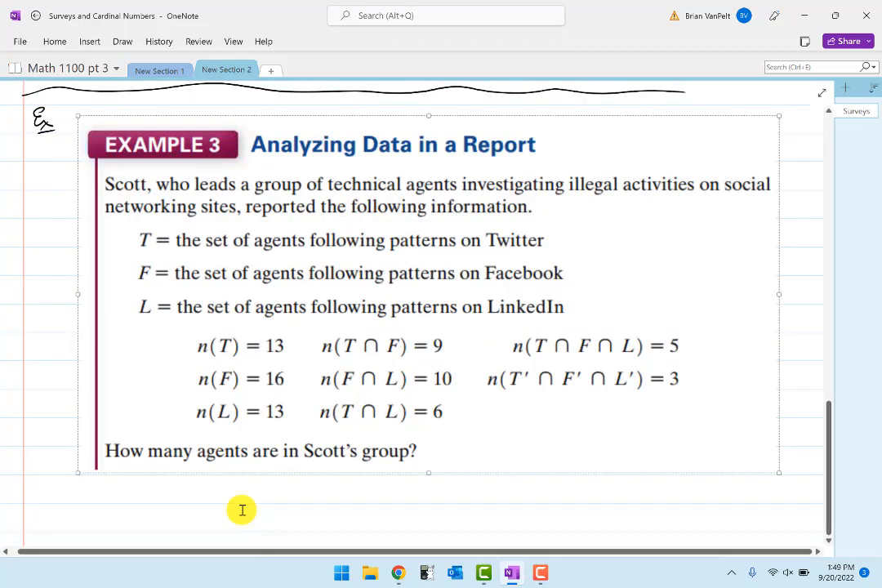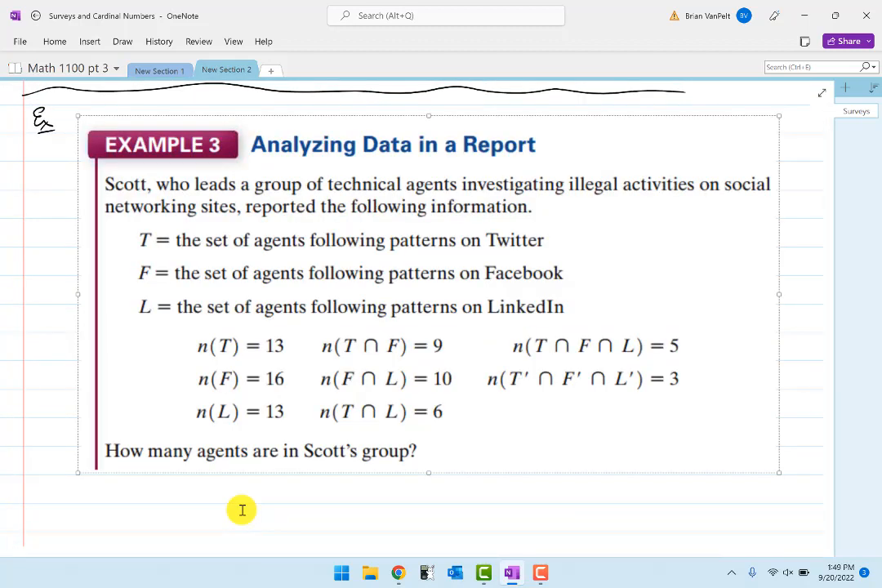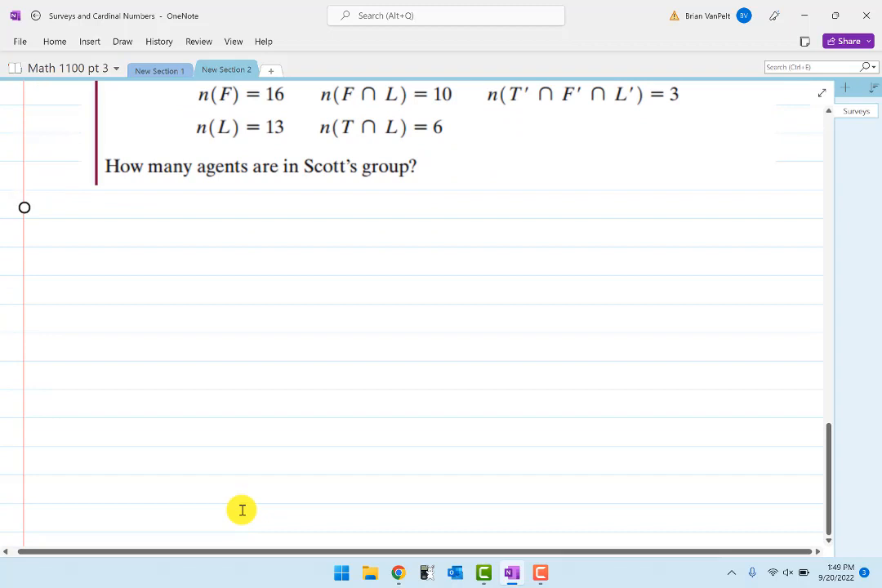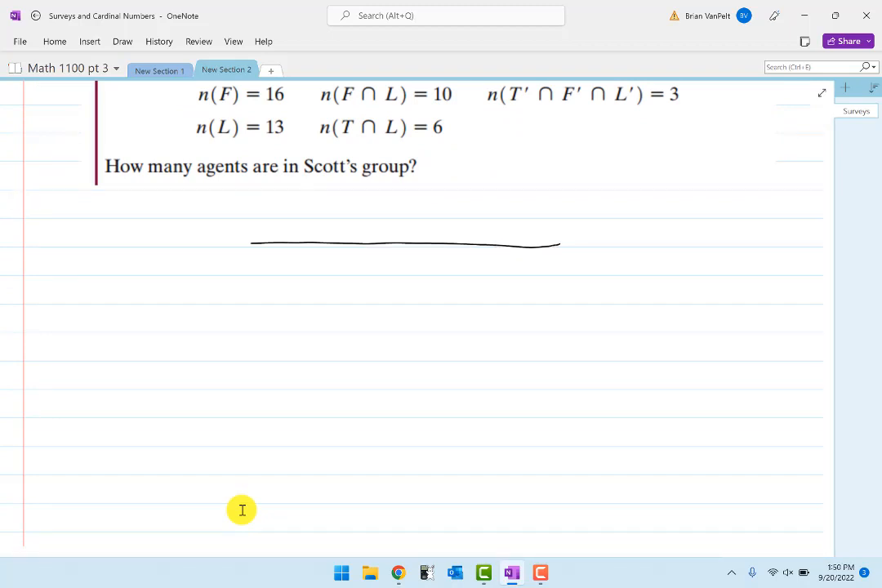All right, we have ourselves another survey. Here, instead of giving it in terms like I did before, this time I'm giving it in terms of intersections and things of that nature. Here, I'm dealing with T, F, and L, and I'm going to draw my picture. Draw the same picture every time. You'll find that it is quite useful to draw one picture for just about everything.